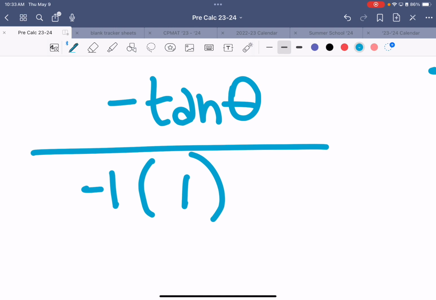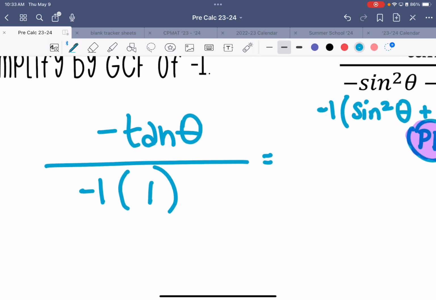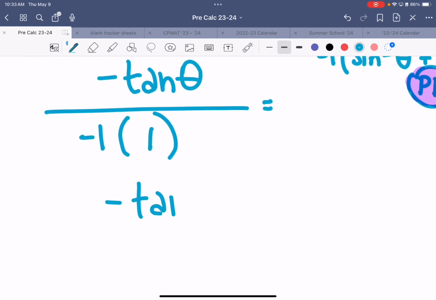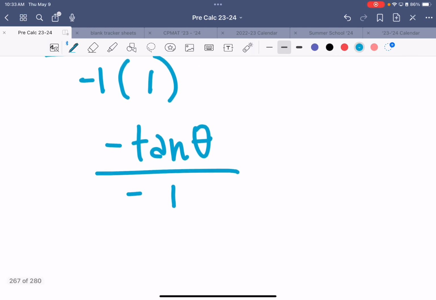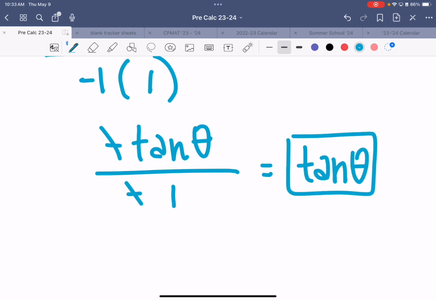Okay, now I'm just going to simplify this. I have a negative tangent on top and a negative 1 times 1 on the bottom. That would just be negative 1 on the bottom. Tangent over negative 1. And then lastly, a negative divided by a negative is a positive. So my answer is just tangent of theta. This question I actually took from your Delta Math practice, so this is going to look really similar to what you're going to see on your practice today.